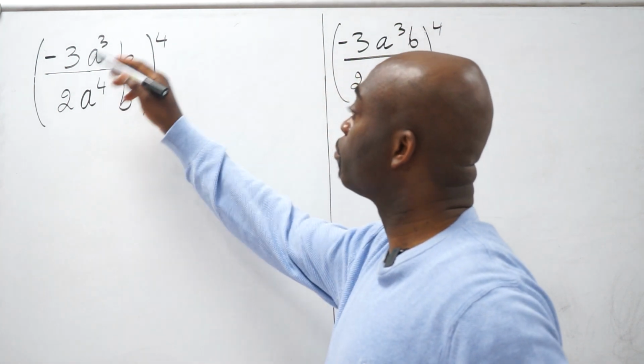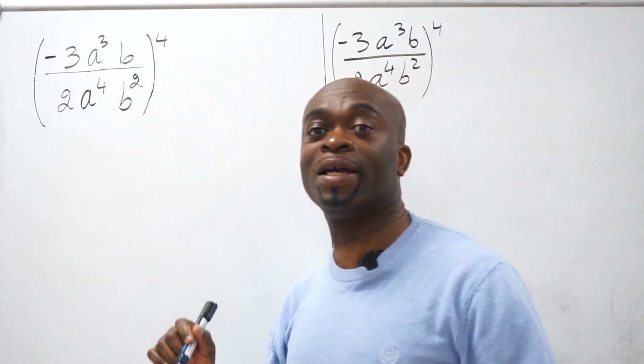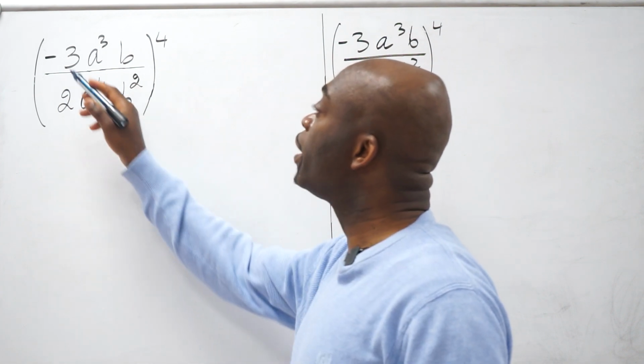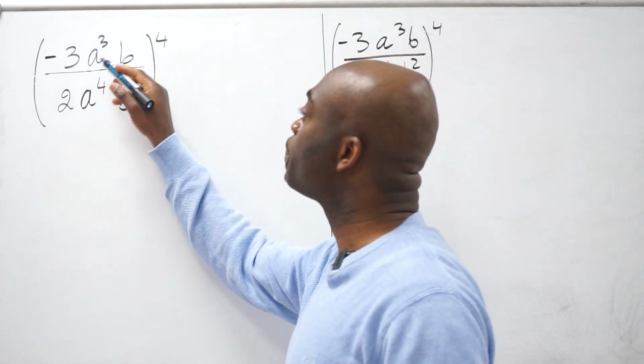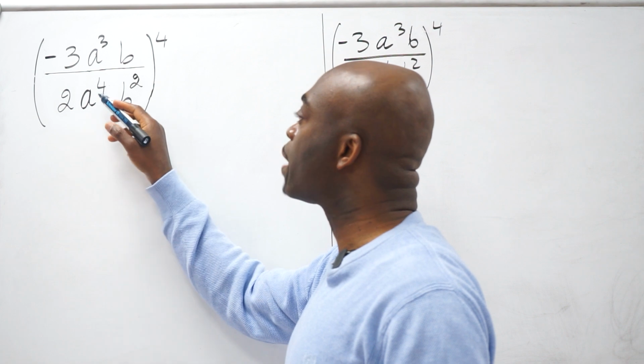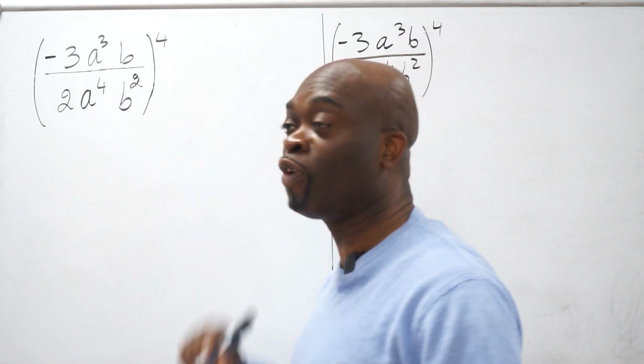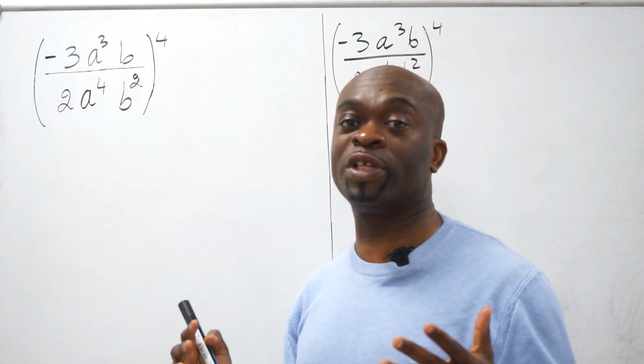So guys, we are simplifying this rational expression here, okay? So we have negative 3 times a to the third power times b over 2 times a to the fourth power times b squared. And guess what? All raised to the fourth power. So we got two ways of doing this problem.